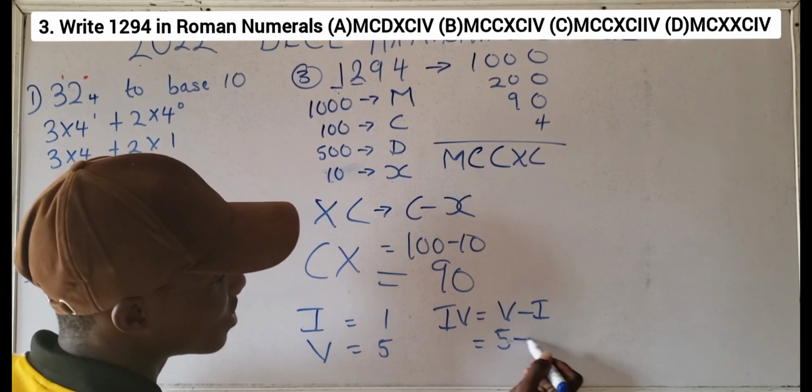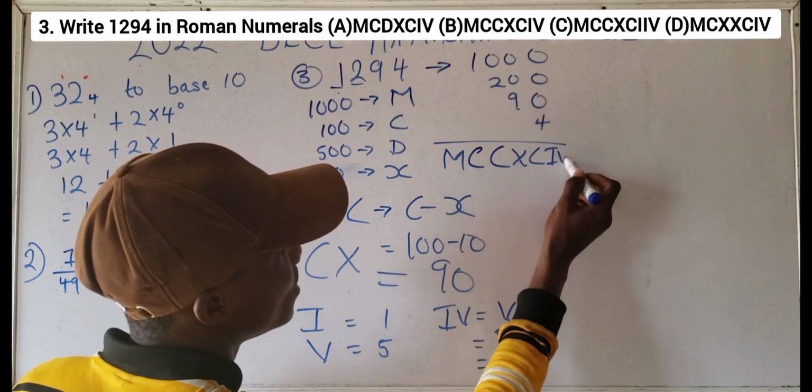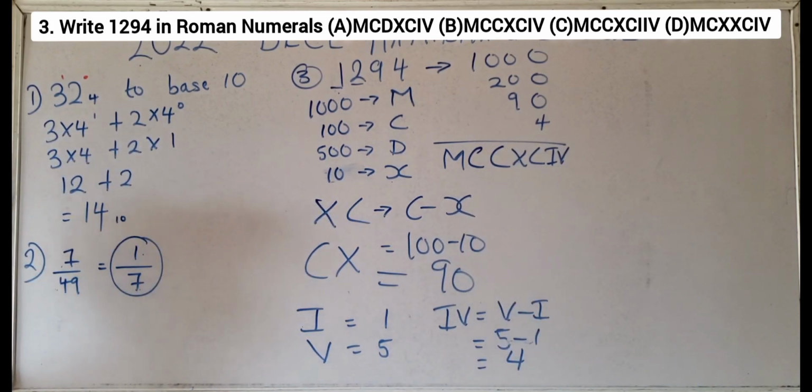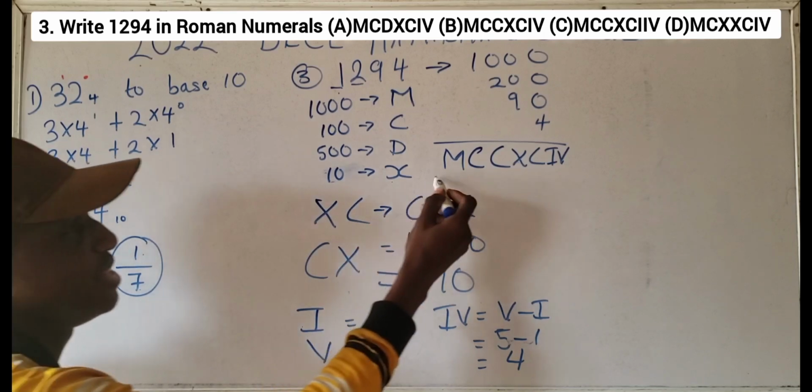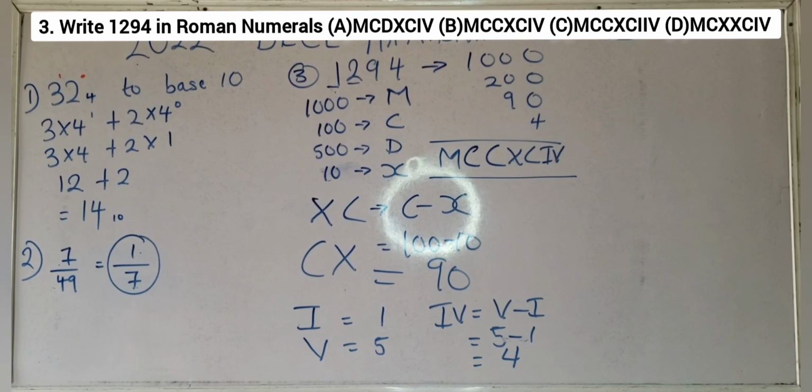Oh, I is 1. So, 5 minus 1 is 4. So, here, I'm going to have IV. Hence, 1294 in Roman numeral, this is the answer. Now, look for the option that corresponds to the answer. The right option is option B. You understand? Okay.